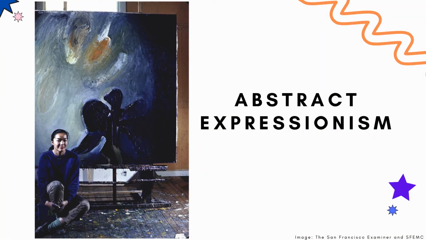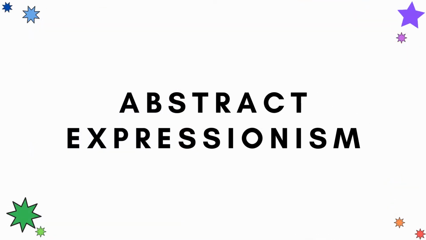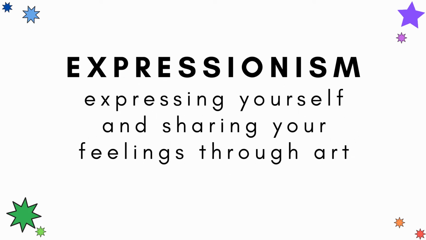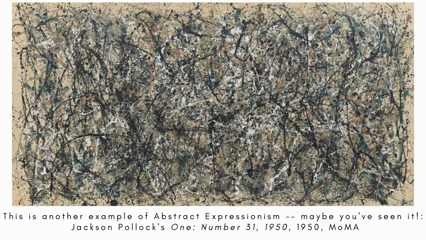Bernice was an abstract expressionist. Abstract expressionism is hard to describe because it can look like a lot of different things. Every artist did something different. Let's break down the term abstract expressionism. Abstract means that the art doesn't look like something specific, like an object or a thing. It doesn't show something that you could pick up or hold. Expressionism means expressing yourself and sharing your feelings through art. Often, abstract expressionist artists use unusual materials and try out new things.